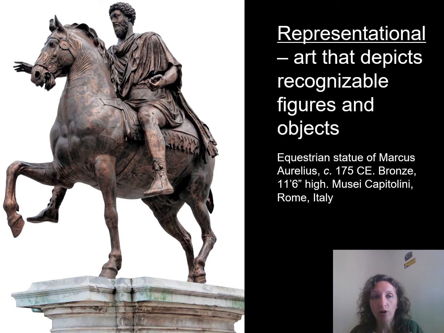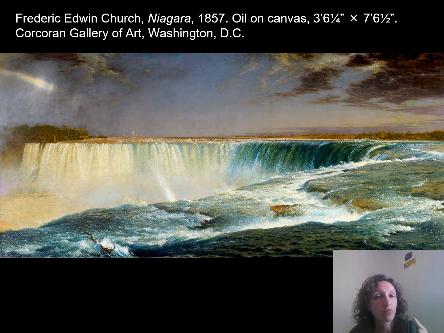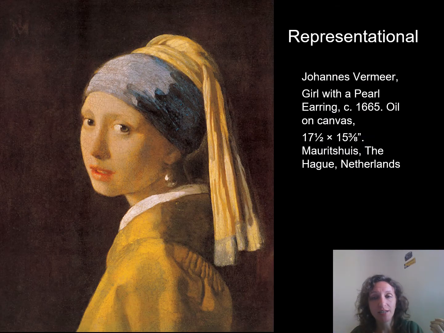It's very like photographs. So this is an example of the equestrian statue of Marcus Aurelius from Roman times, right? It's a very realistic representation of what Marcus Aurelius looked like, what his body is in proportion to that horse's body, right? Everything is very representational and realistically depicted. Frederick Edwin Church's Niagara is a very realistic representational depiction of water moving over Niagara Falls. This is another representational example.